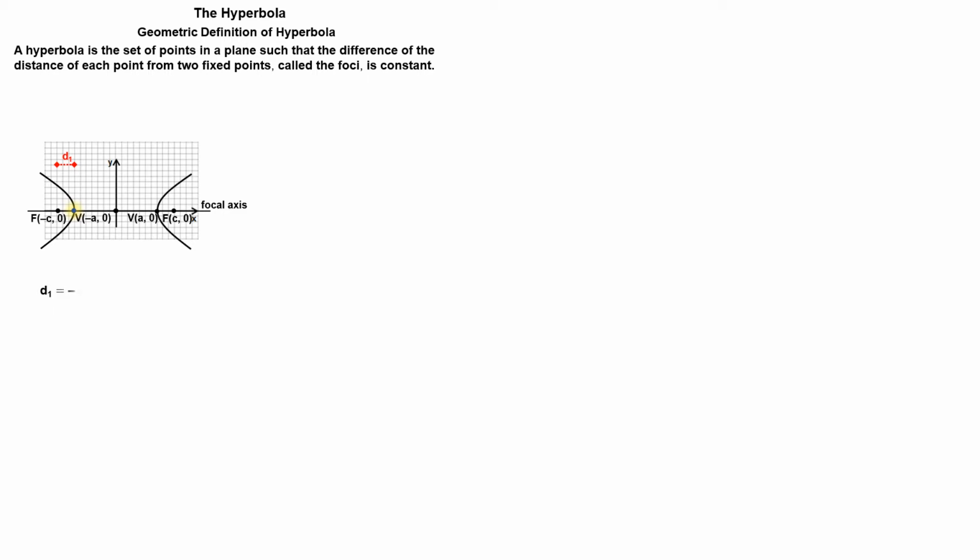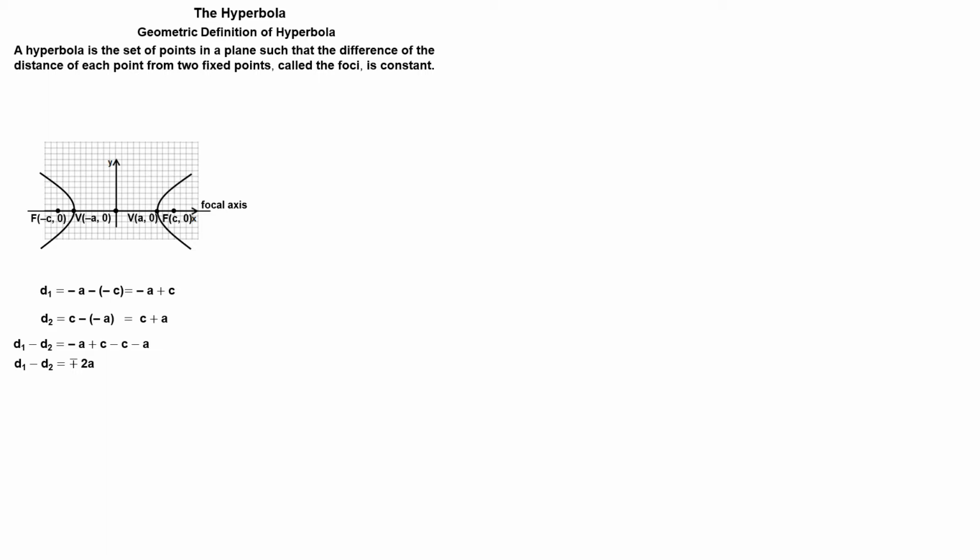D1 is -a - (-c). Let D2 be the distance from the focus that is on the right-hand branch to the vertex. D2 is c - a. As we can see, D1 minus D2 is 2a. This equation is very important to get the equation of a hyperbola. The difference of the distances from any point on the hyperbola to the foci is 2a or -2a units, depending on the order in which you subtract.